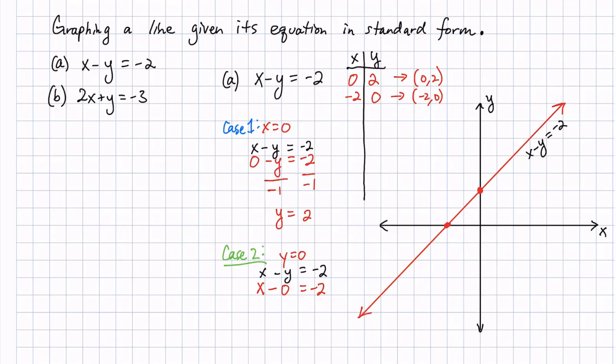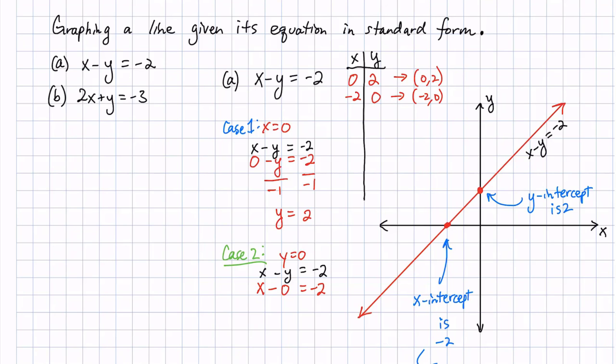We have names for these specific ordered pairs. This one down here is often called the x-intercept. So the x-intercept occurs when y is 0. This one here is called the y-intercept. So we say the y-intercept is 2. Here the x-intercept is negative 2.